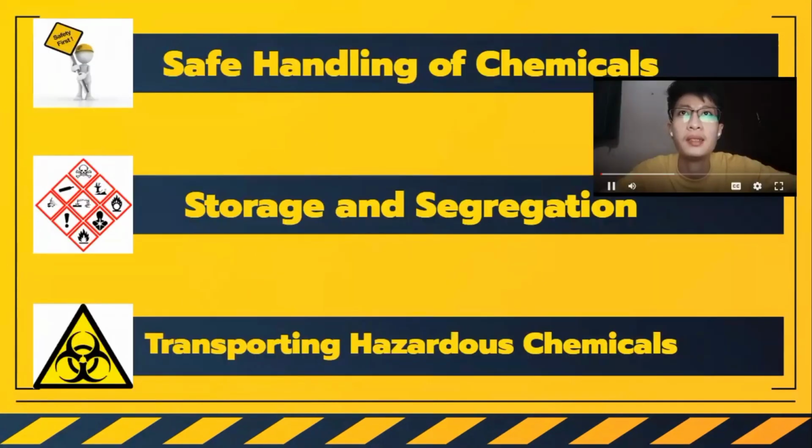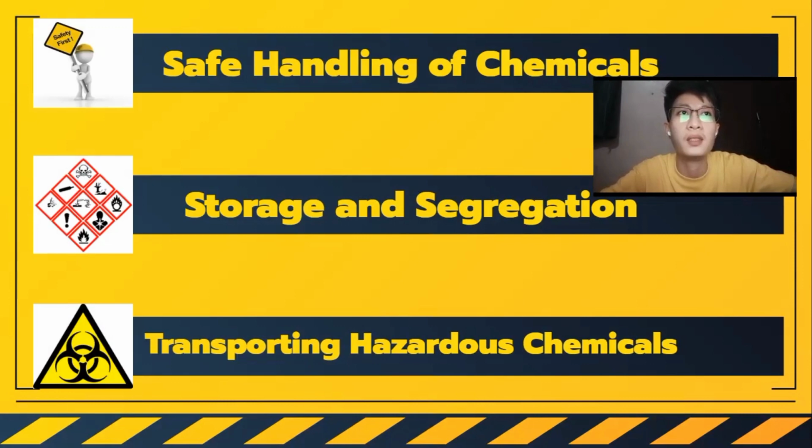Safe handling of chemicals. Safe handling of chemicals is essential to protect the health and safety of workers, the public, and the environment. Proper training and education are necessary to ensure that workers are aware of the hazards and the risks associated with the chemicals they are handling, as well as the appropriate safety protocols to follow. This includes the use of personal protective equipment, proper storage and segregation of chemicals, and appropriate labeling and signage. Regular inspection and maintenance of equipment and storage are also necessary to ensure that chemicals are stored safely and securely.